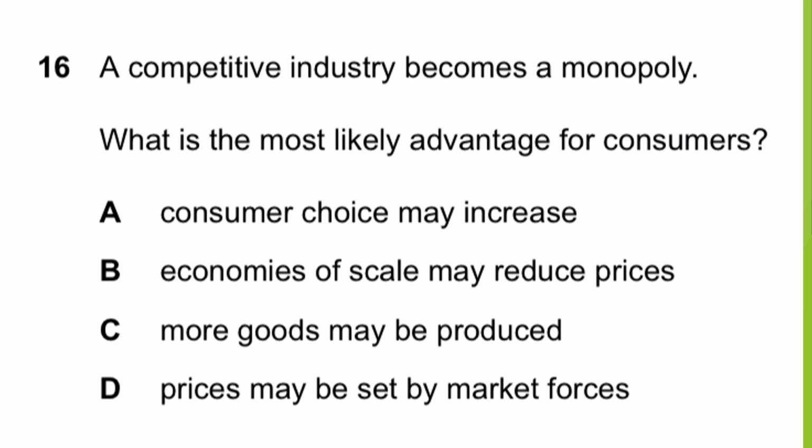Economies of scale may reduce the prices. It might be, because now they are going to produce on a large scale, so it can reduce the prices. Moving towards the next one, more goods may be produced. Why is it so? If they are producing only one product? No. Price may be set by the market forces. Never ever. Prices are set by the market forces in perfect competition, not in the monopoly. So this would not be the answer. So here, yes, B is the correct answer. That is, economies of scale may reduce the prices.